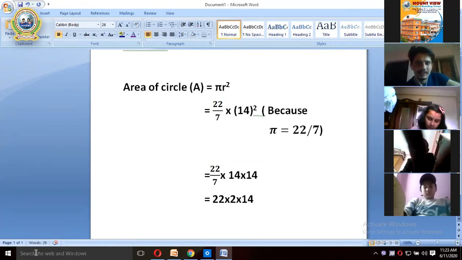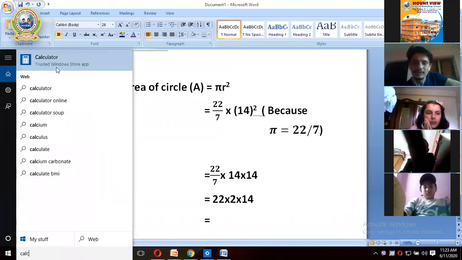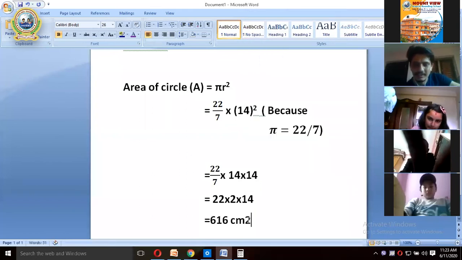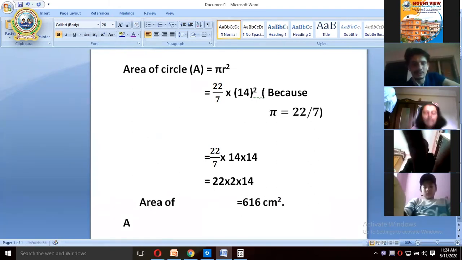22 into 2 into 14. That is 616. So 616 cm square is the area of circle. So therefore, area of circle equals 616 centimeter square. So this is how we do it.